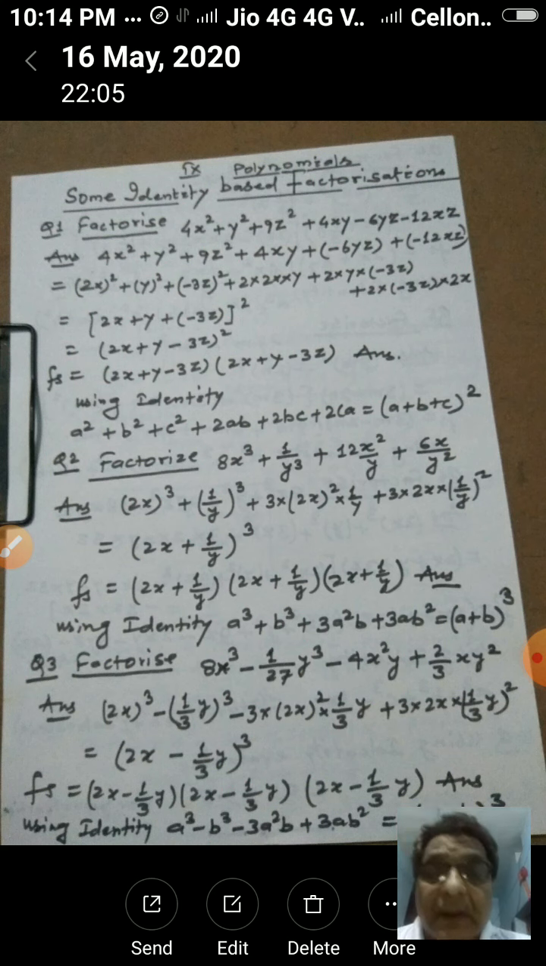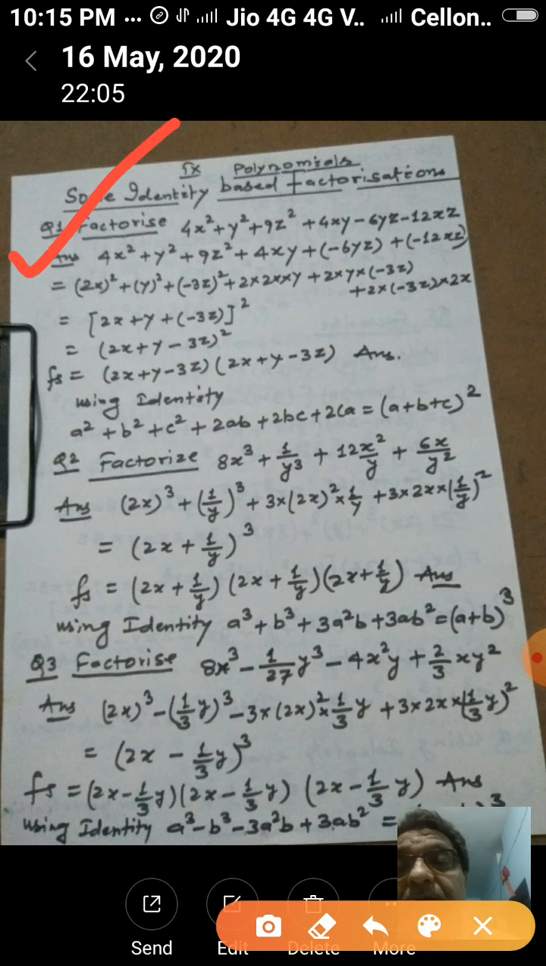Okay, students. Today we will see some important types of factorization based on identity. As per your syllabus, such questions are also given in the NCERT exercise 2.5, so you will practice after that. Try to understand. Let us take the first question.